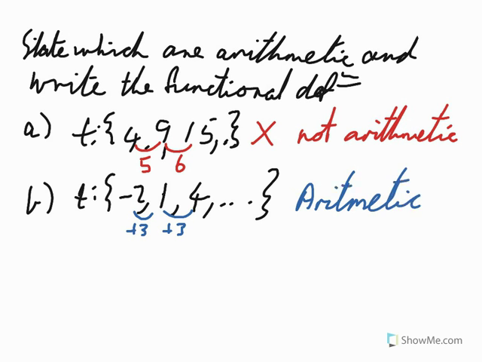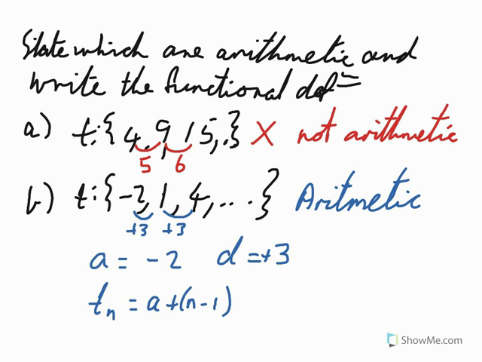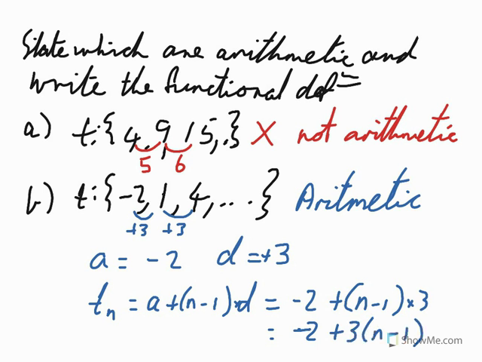For a start, if we're going to write a functional definition, we need to know a, the first term, which is minus 2. We need to know our common difference, which we've said is positive 3. So term n then equals a plus n minus 1 times d, and so in this case it's negative 2 plus n minus 1 times 3, which you probably would write as negative 2 plus 3 times n minus 1 for that one there.